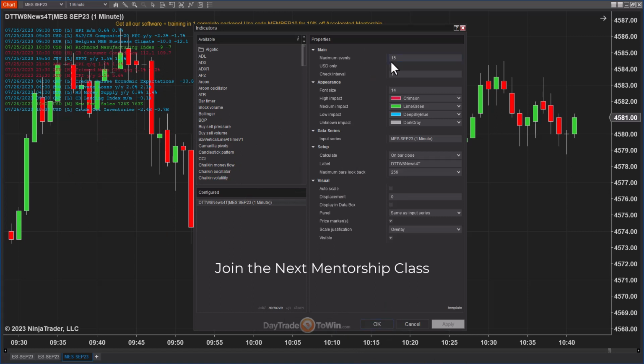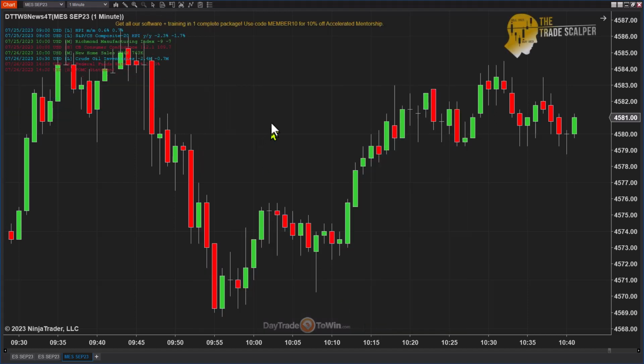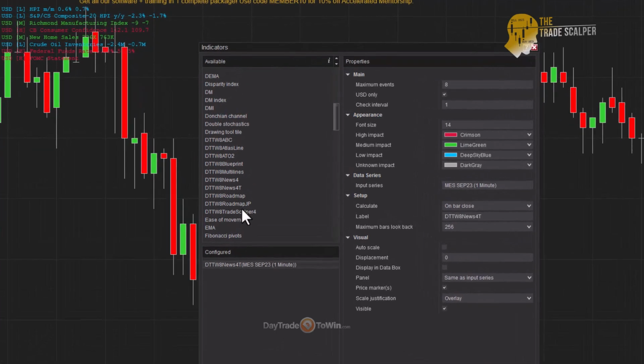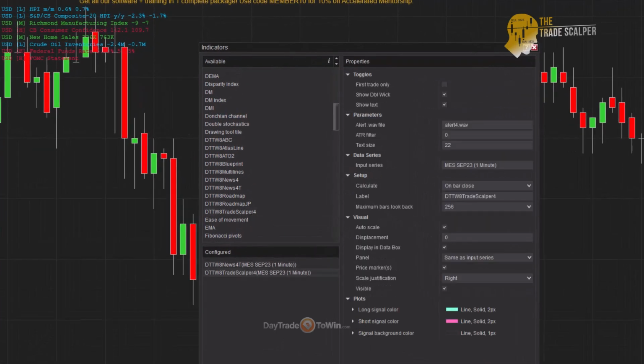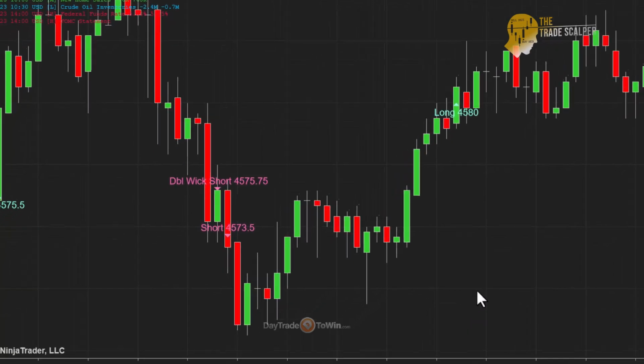Okay, so let me just go back so this doesn't clutter up our chart like that, and let's take a look at the Trade Scalper and a few other indicators that have recently provided us signals, and you can see if they were successful or not. So I'm going to add the Trade Scalper here, and I'm using the MES, which is the micro E-mini S&P. Some of you trade micro contracts or trade the regular E-mini S&P.